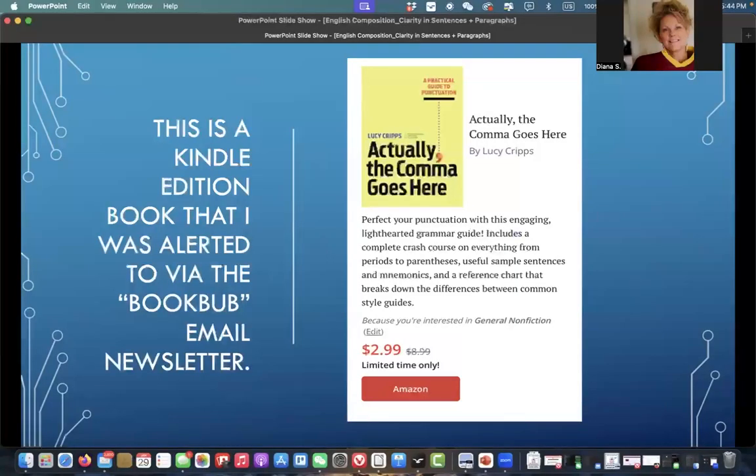Here is another reference book, and here is the name of the email newsletter that I get, where it talks exactly where to put the commas. This has useful sample sentences and mnemonics, plus a reference chart.